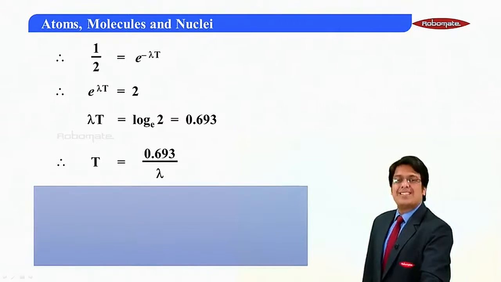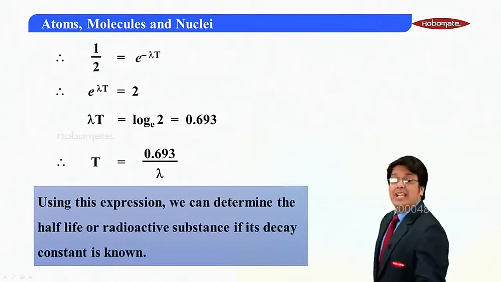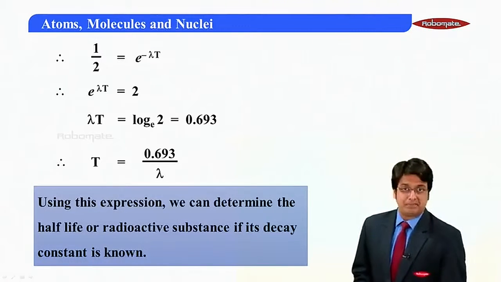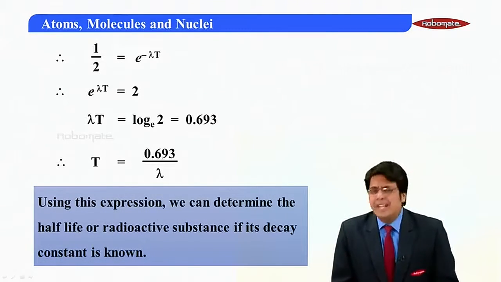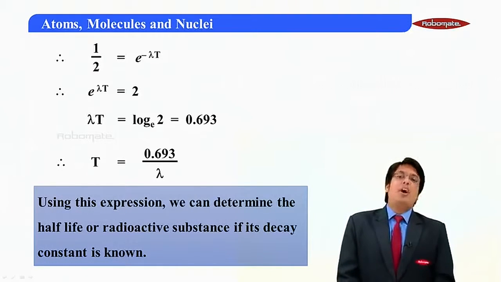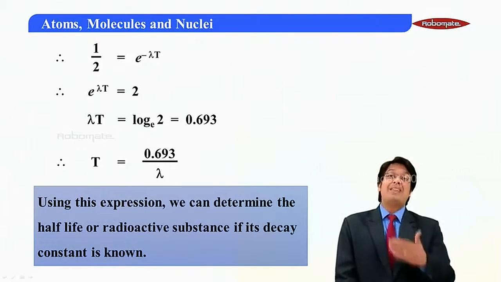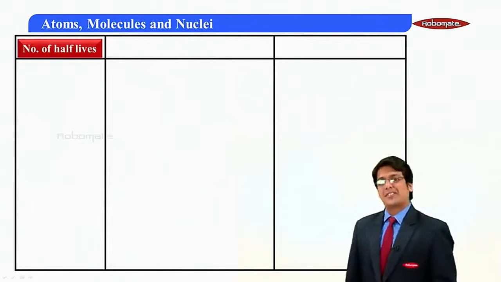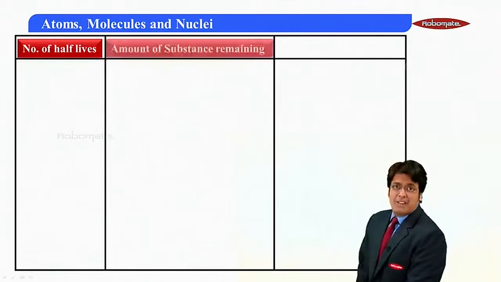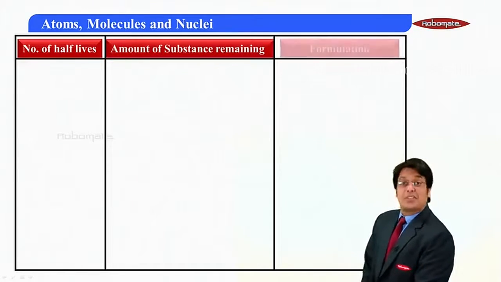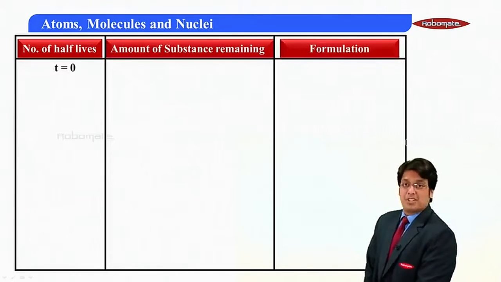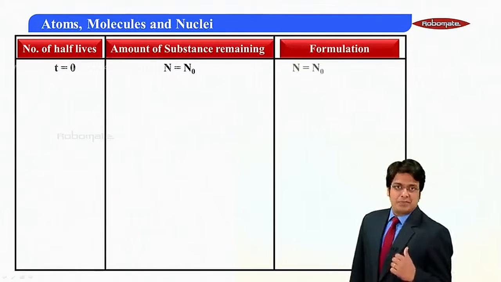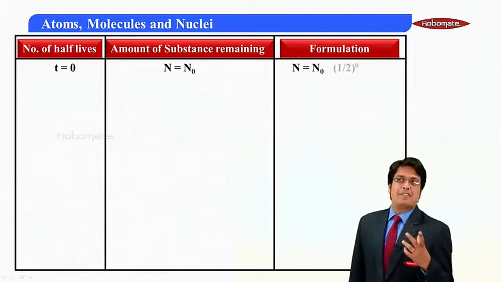So this is one such expression of half-life. We can determine the different half-lives for any given radioactive substance. Now, to end my module, let me give you another formula. Apart from N by N0 is e raised to minus lambda t, that formula is somewhat like this. Let's say the number of half-lives, the amount of substance remaining, and the formulation. When time was 0, just at the start, your N was N0. I can write this as N0 half raised to 0.